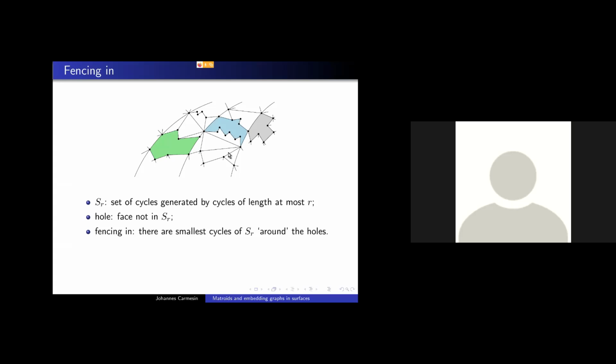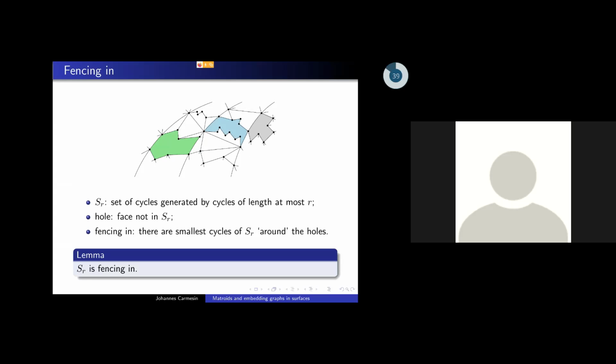For example, if there would be a cycle in S_r containing the green hole and the blue hole, and there would be another short cycle containing the blue hole and the gray hole, by fencing in, there must also exist a short cycle just having the blue hole. And then you just prove that the set S_r, so the set of bounded cycles in which we're interested, the minimal non-empty things generated by the bounded cycles, is fencing in.